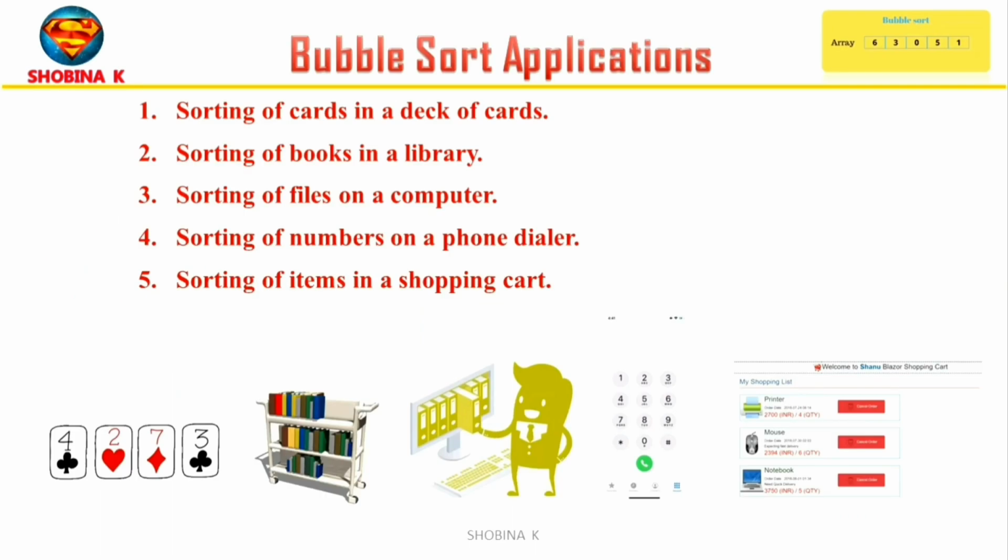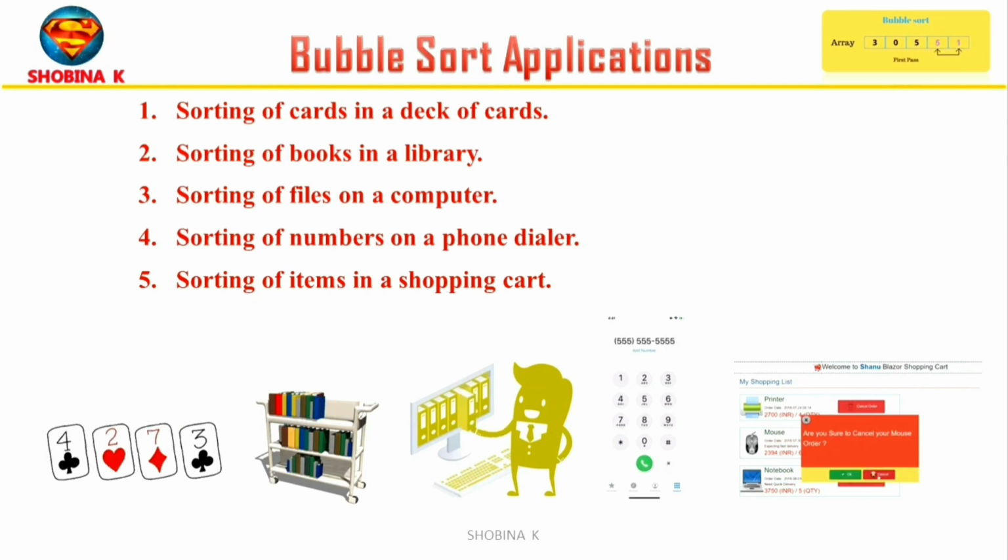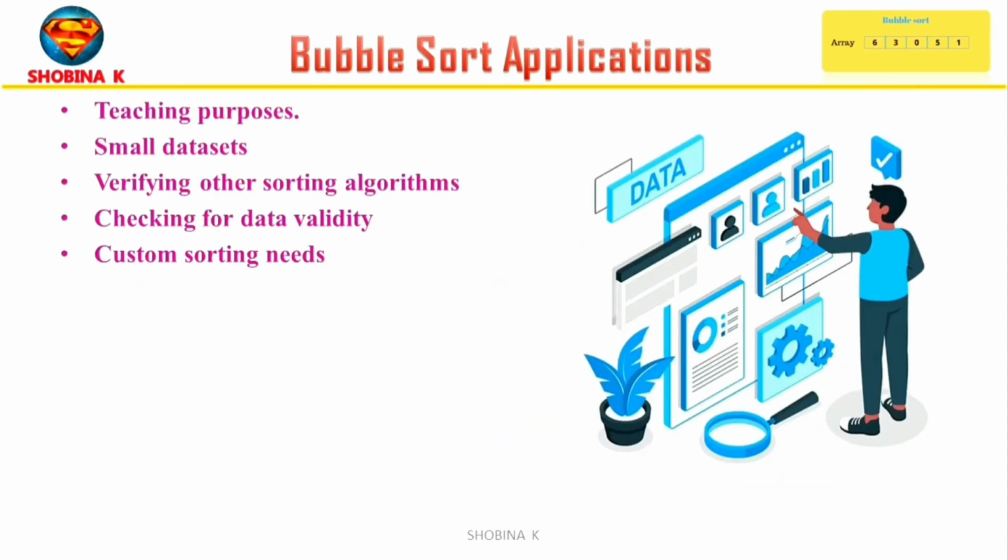Now let's see the bubble sort applications. It is used in sorting of cards in a deck of cards and to sort the books in a library. And it is used in sorting of files on a computer and to sort the numbers on a phone dialer. Also it is used to sort the items in a shopping cart. Let's see some real-time applications of bubble sort algorithm. It is used for teaching purposes. Bubble sort algorithm is one of the simplest algorithms which is easy to understand and implement. And it is a popular choice for teaching introductory computer science courses.